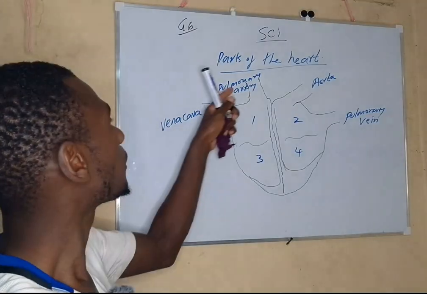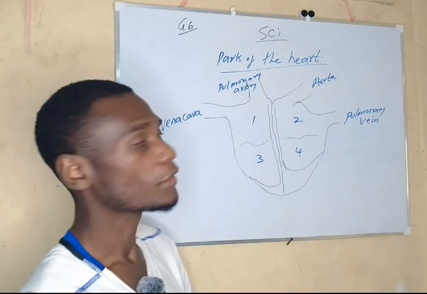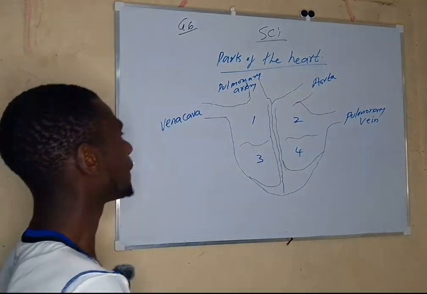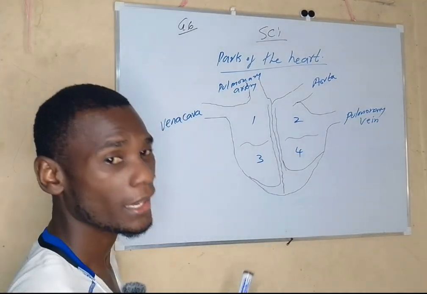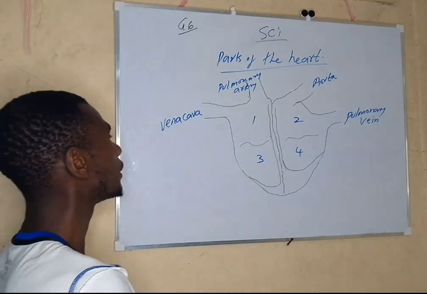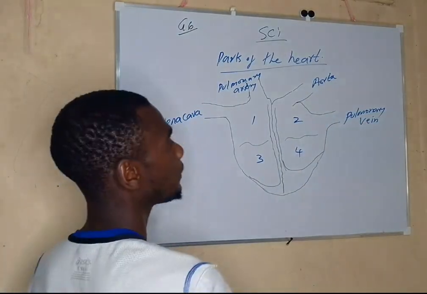Now these are what we call the blood vessels, these ones. Those are big pipes. These are what bring the blood into the heart and take the blood away. So those are the pipes: vena cava, pulmonary artery, the aorta, and pulmonary vein.